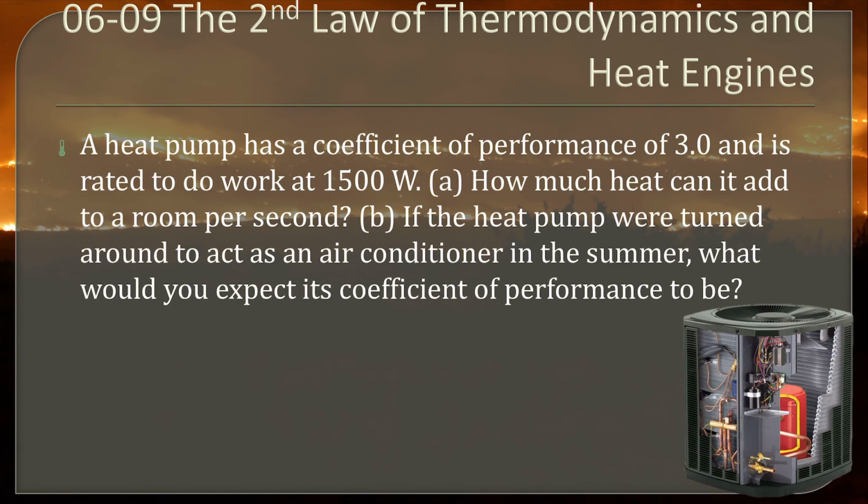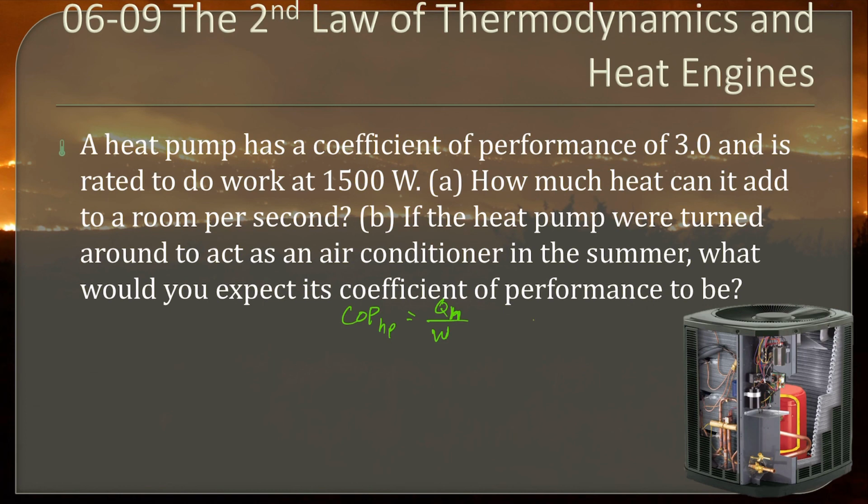So a heat pump has a coefficient of performance of 3 and is rated to do 1500 watts of work. How much heat can it add to a room per second? Well, our coefficient of performance for a heat pump is the heat going into the hot area over the work. Every second, our work is 1500 joules.